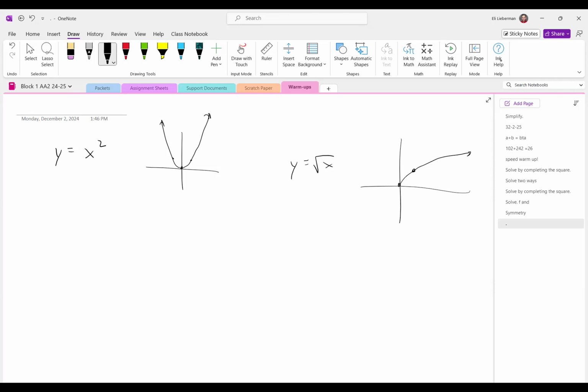Thank you, Elise. Haley R., do you remember any others? Absolute value. Ah, nice. Y equals the absolute value of x, which you said looks like a V. Does that sound about right? Your library is full.